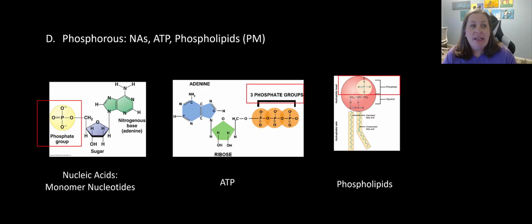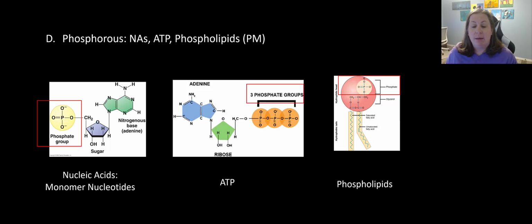Another chemical that is needed is phosphorus. Phosphorus is found with nucleic acids. You can see they have a phosphate group. We see that ATP also has phosphorus. It has 3. That's what the triphosphate means. And we do see phosphorus is important in our plasma membrane. Those, remember, are phospholipids, where the head contains the phosphorus and the 2 tails are the fats or the lipid part.